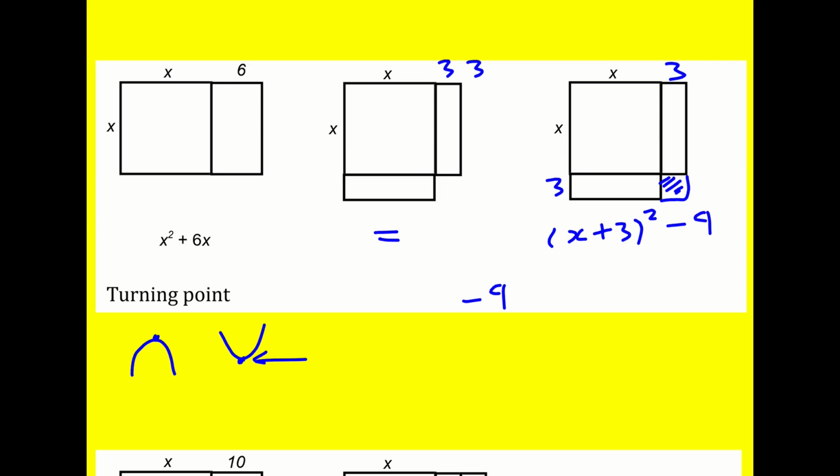And then the graph is going to be bigger than minus 9 everywhere else. And what makes it minus 9 is going to be when x is minus 3. So we've completed the square on x squared plus 6x, and we found the turning point. Good going.